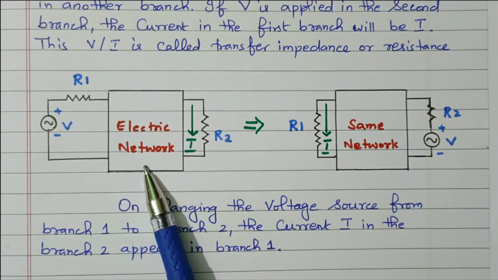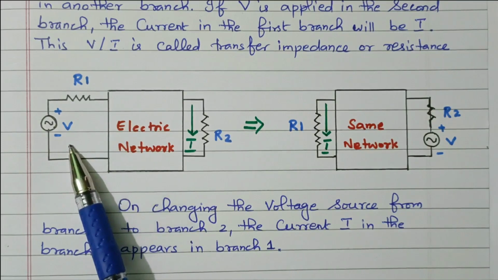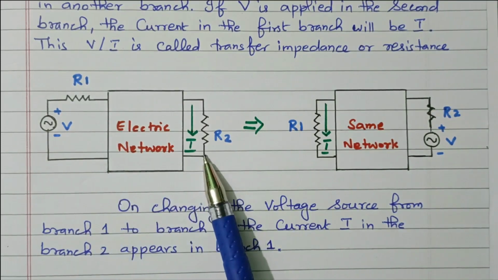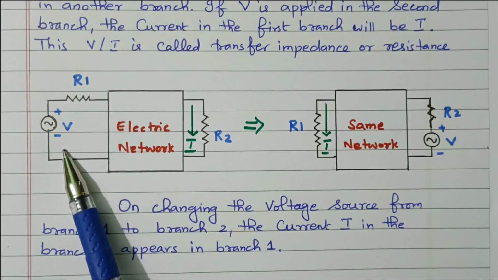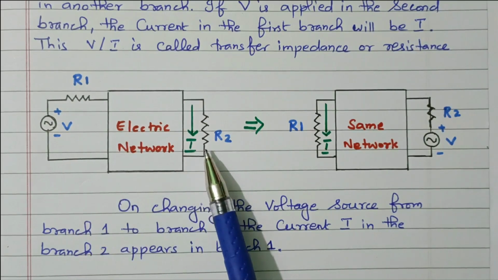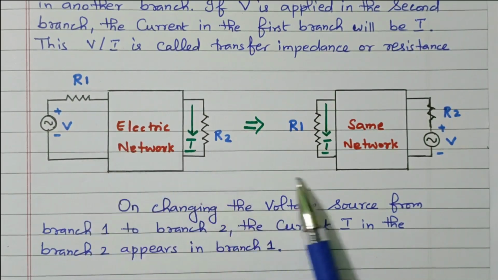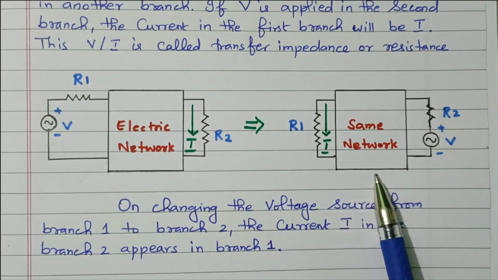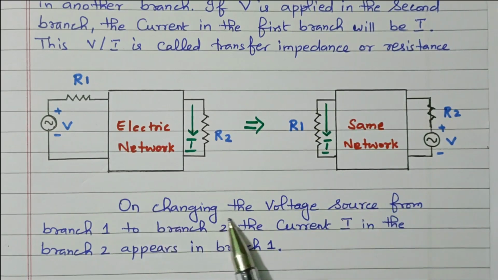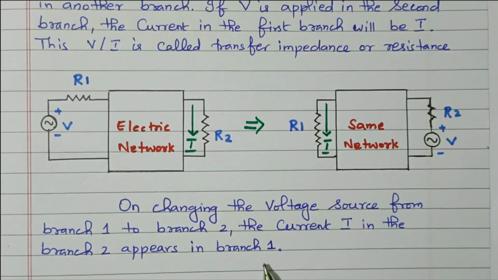So this is the linear bilateral network. The voltage source is available in the first branch, and current rises in the second branch. In this reciprocity theorem, if you interchange the voltage source from the first branch to the second branch, the current in the first branch will be reflected in the second branch. So this V by I is called a transfer impedance or resistance. On changing the voltage source from branch 1 to branch 2, the current I in branch 2 will appear in branch 1. So that is the statement, right? While interchanging the voltage, the current will be reflected in the first branch.